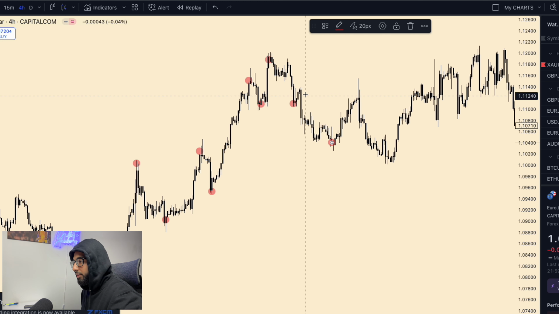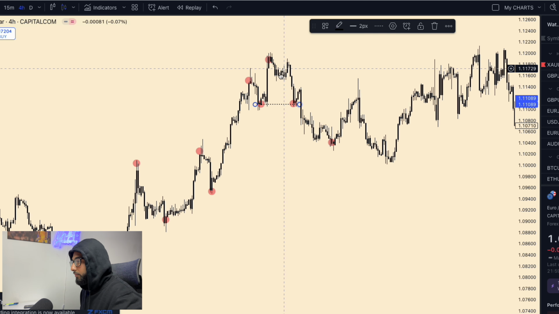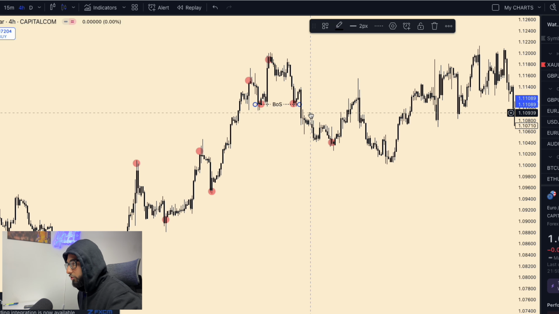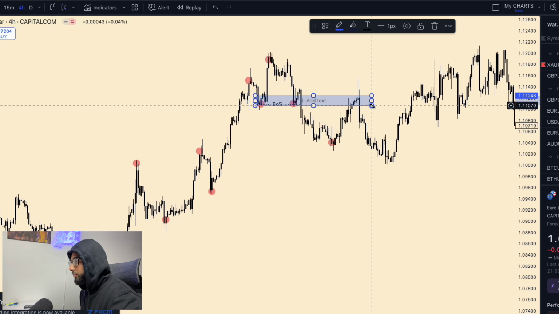Cool. This is the break, right? Price has broken this area. Price has broken this low here. So what do we do? We'll put breaker structure here. This is the low that did not get respected. Boom. Breaker structure. We draw an area of interest. Area of interest. Boom.